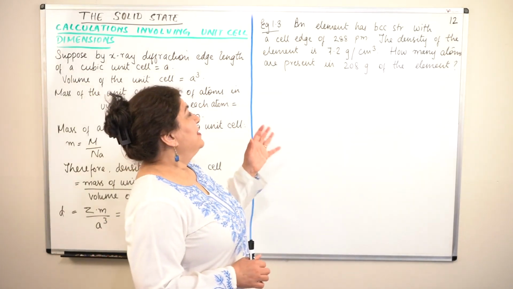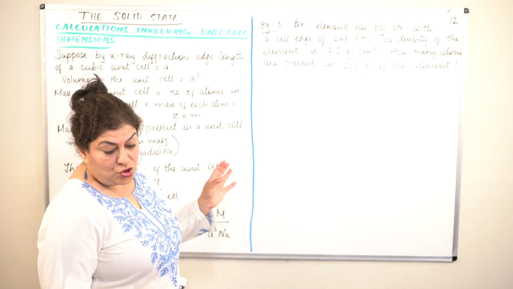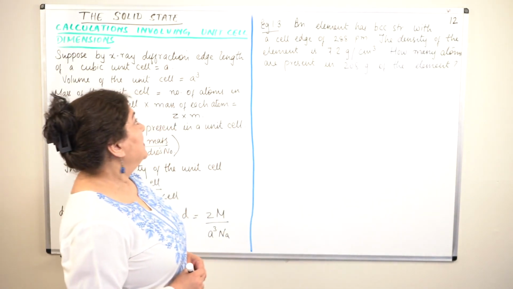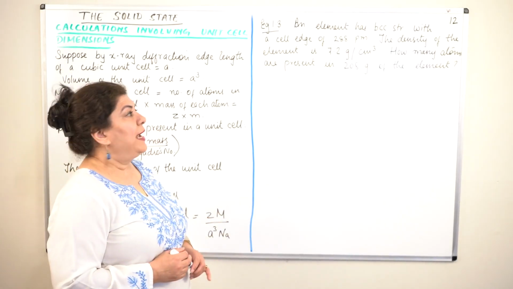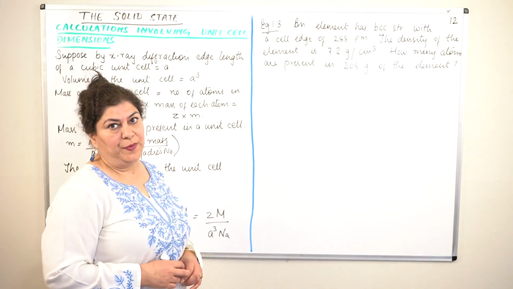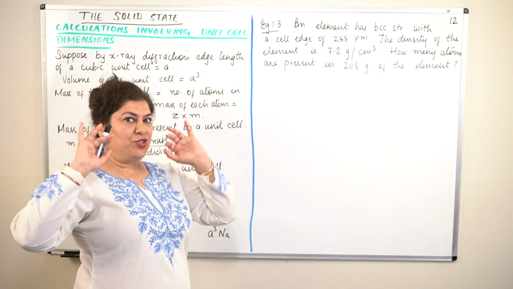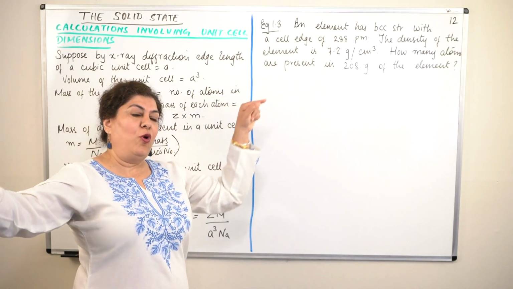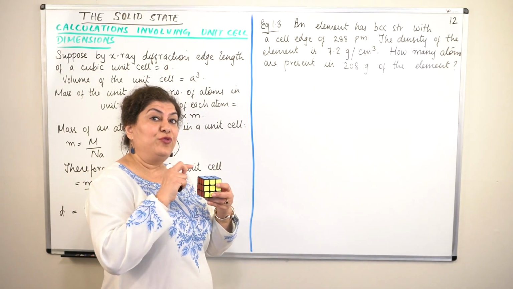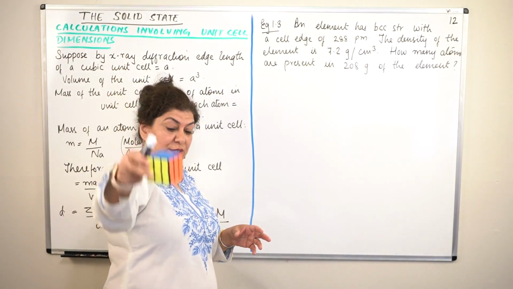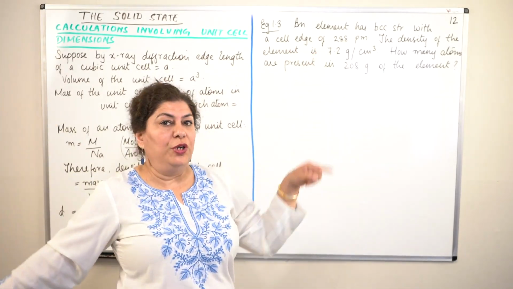Alright, so this is the question that I'm going to solve. It is a solved example of your textbook, example 1.3. The question reads, an element has BCC structure. BCC structure means body-centered cubic. It is a cubic structure. It has balls on all the corners of the room, and there is one in the center of the room, the body center, which I showed with this cube. Imagine there is one ball in the center of the room and balls on corners.